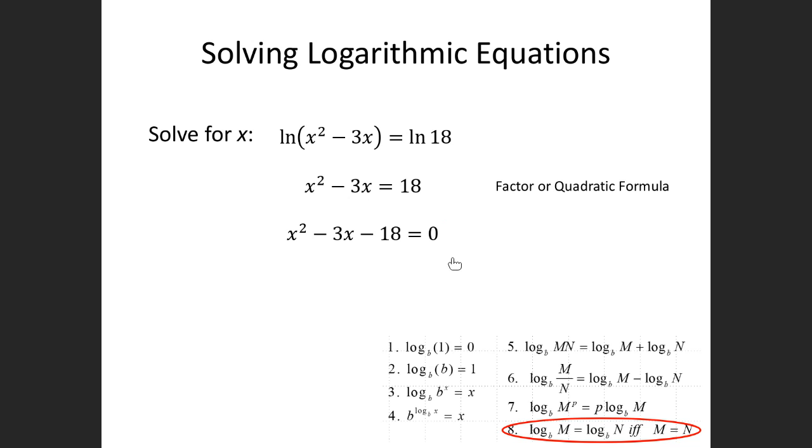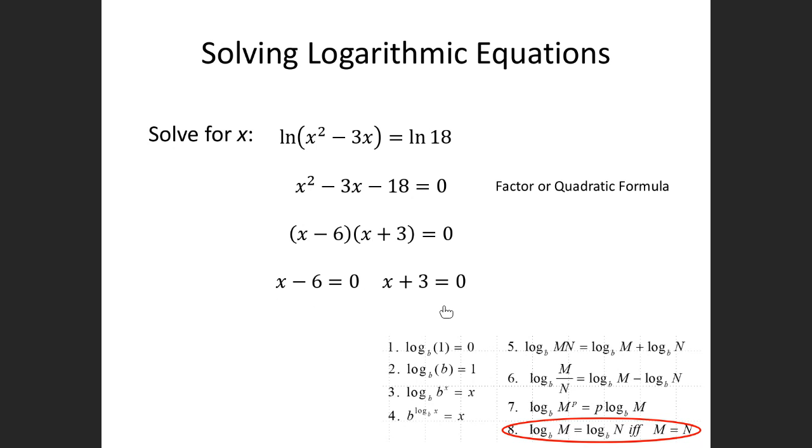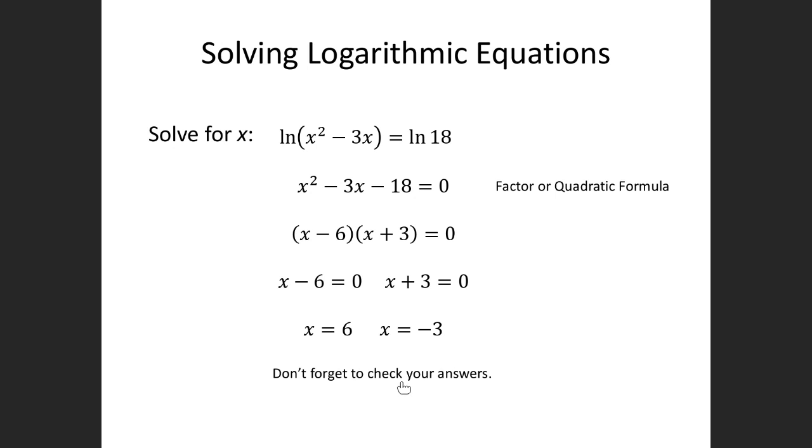Okay, so again, we can factor. We can use the quadratic formula for this one. Again, factoring is always the way to go, right? So we can factor this to x minus 6, x plus 3. So that gives us two answers that we need to check. When we do our algebra on the x minus 6, x is equal to 6. For the x plus 3, we have x is equal to negative 3.